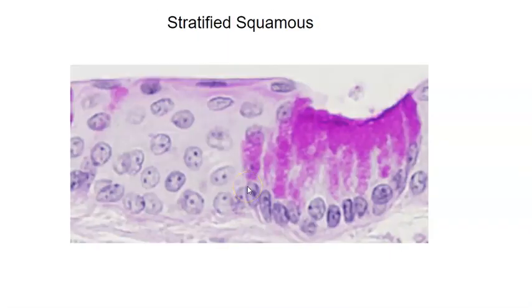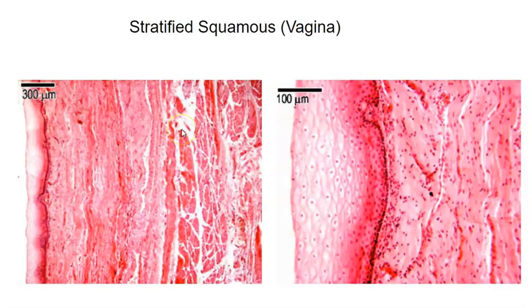Here's some more stratified squamous. You can see it doesn't look squamous here, but when you get towards the apical surface, it's flat and squamous. This is a section from an eyelid. This is stratified squamous epithelium found in the vagina. Notice these two pictures appear to be the same. The difference between them is their magnification. This one is zoomed out, and this one is zoomed in.